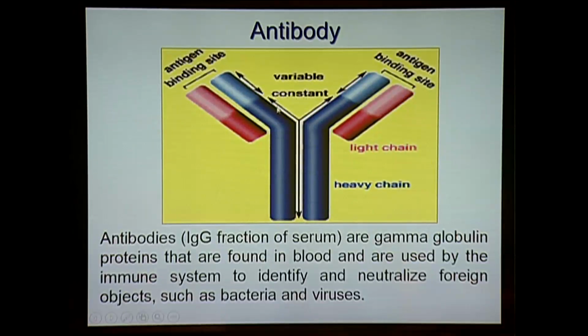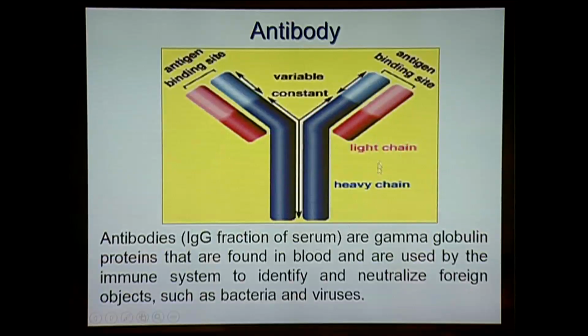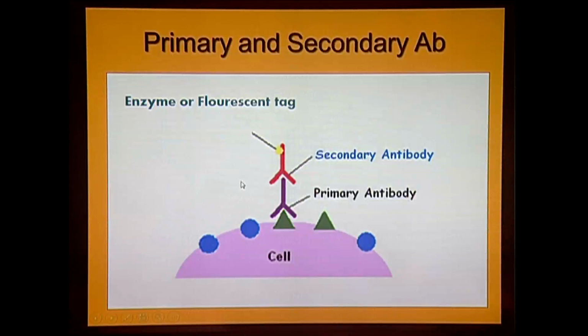The sequence of this region is to some extent constant. If we characterize all the immunoglobulins present in our serum, we will see there are 5 different types of sequences present in the Fc region. So this region is called the constant region or Fc region. Now the antibody which binds to an antigen is called a primary antibody in immunoassays, and an antibody which binds to the Fc region of a primary antibody is called a secondary antibody. An enzyme or fluorescent dye is tagged to the Fc region of a secondary antibody.